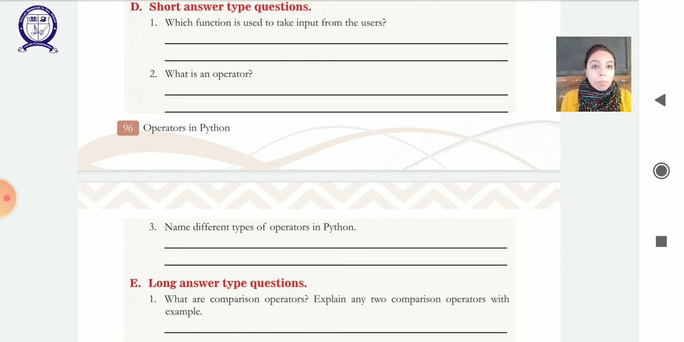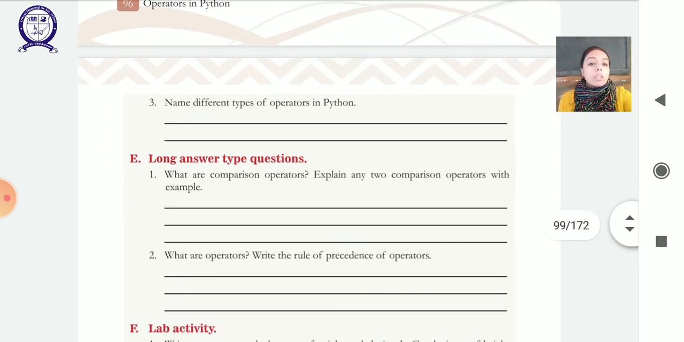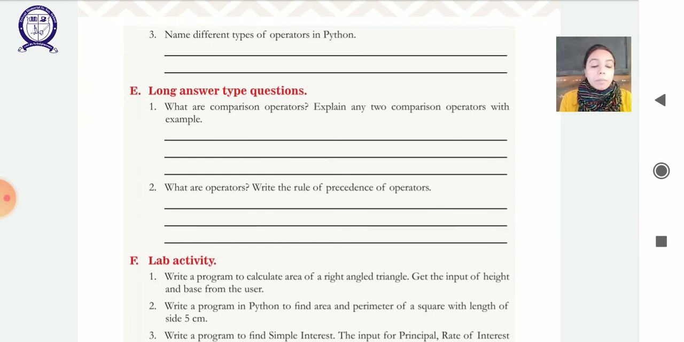Next we have, what is an operator? Operator is a symbol which helps us to perform any operation on the operands. Next we have, name the different types of operators in Python. We have the arithmetic operators and relational operators in Python. Then long answer type questions. What are comparison operators? Comparison operators are those operators which help us to compare two values, whether they are greater than or less than or equal, like that. Any two comparison operators you can write here, like less than equal to, greater than equal to, and explain them.